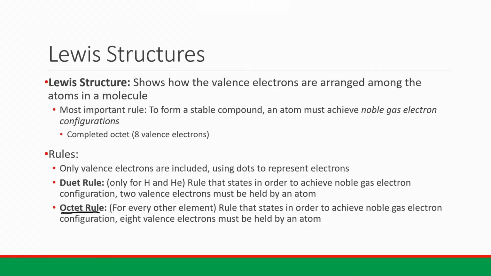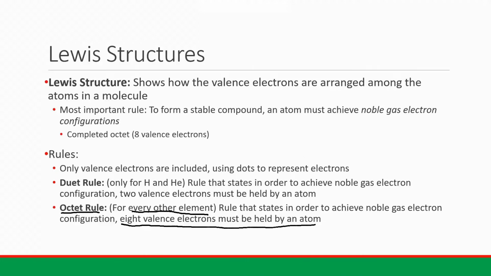Now, with very few exceptions, every element is going to follow the octet rule, which basically just states that in order to have noble gas configuration, every element needs 8 valence electrons surrounding an atom. So that means that in a Lewis dot structure, every single atom should have 8 valence electrons surrounding it. If every single atom does not have 8 valence electrons surrounding it, well, you have an incorrect structure.